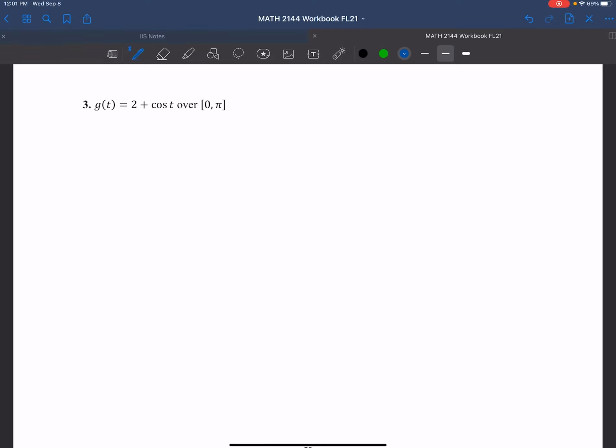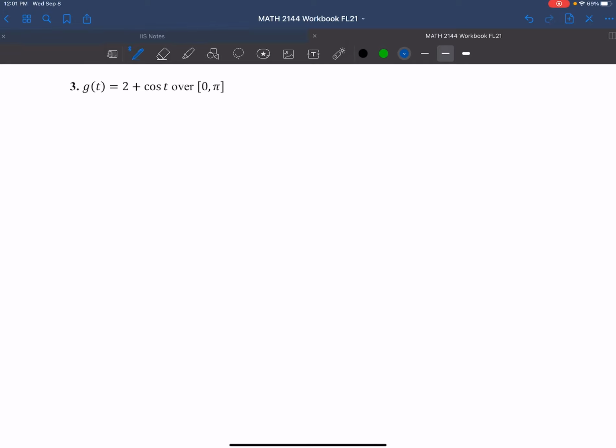So on number 3, we're given this function g of t. It is equal to 2 plus cosine t. And then we're given some interval from 0 to pi. And we want to find the average rate of change. Again, remember that the average rate of change is just simply a slope.